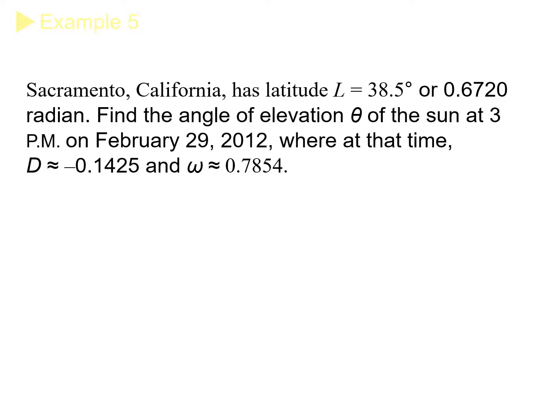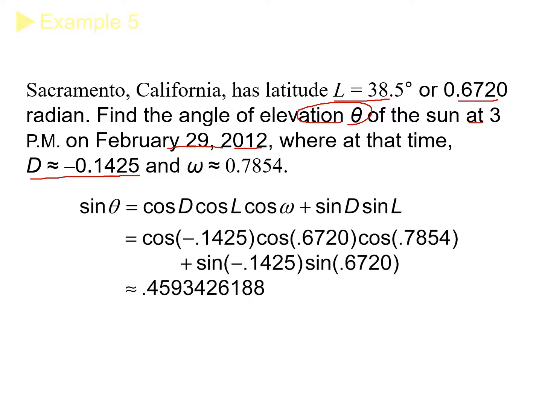Sacramento, California has an L of 38.5 or 0.6720 radians. Find the angle of elevation theta of the sun at 3 p.m. on February 29, 2012, where at that time t is minus 0.1425 and omega is about 0.7854. Now, let's pull out that ugly formula and simply substitute in. You should get the sine of theta is about 0.459.